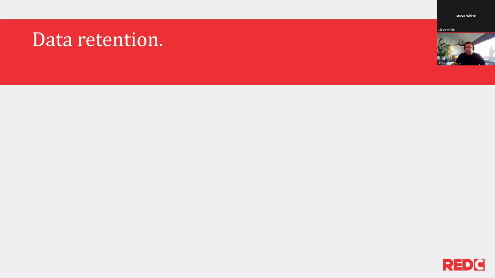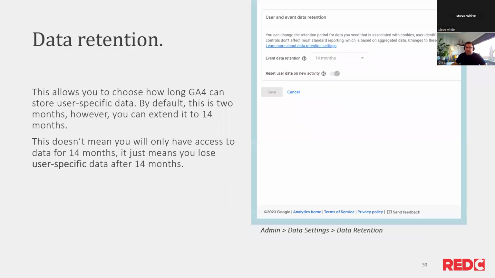One of the other areas you'll want to look at is your data retention. As well as collecting data, you can select how long you want to collect event data for users. It doesn't mean the data is going to be wiped, but it's user-specific data. Now, you see here at the top, it's going to change the data retention period for data associated with cookies. Cookies are part of this. GA4 can be cookieless, particularly in the way that it uses user IDs. We'll have a look at that in a little bit, but you've effectively got two options here in data retention.